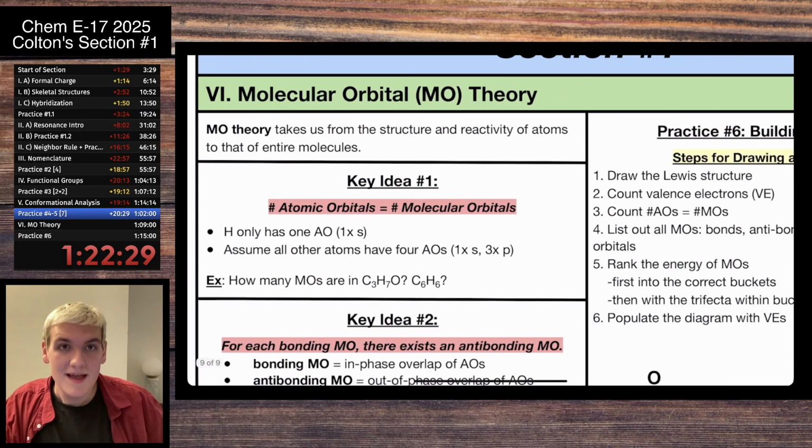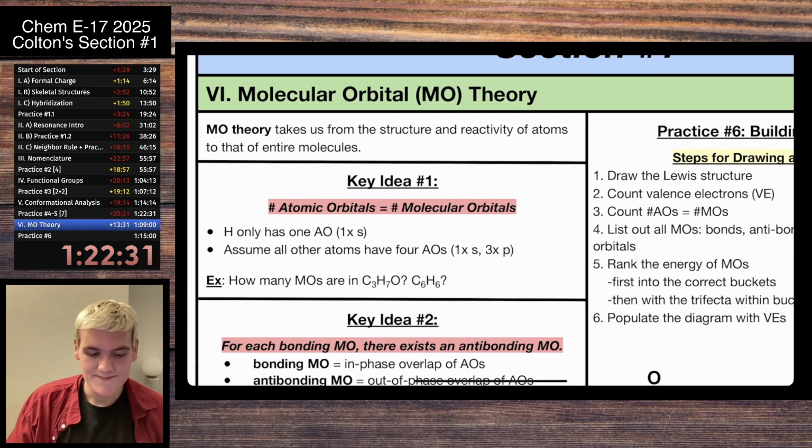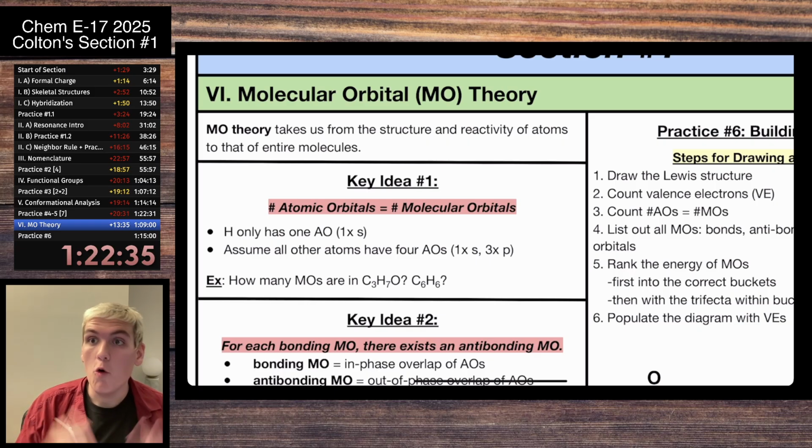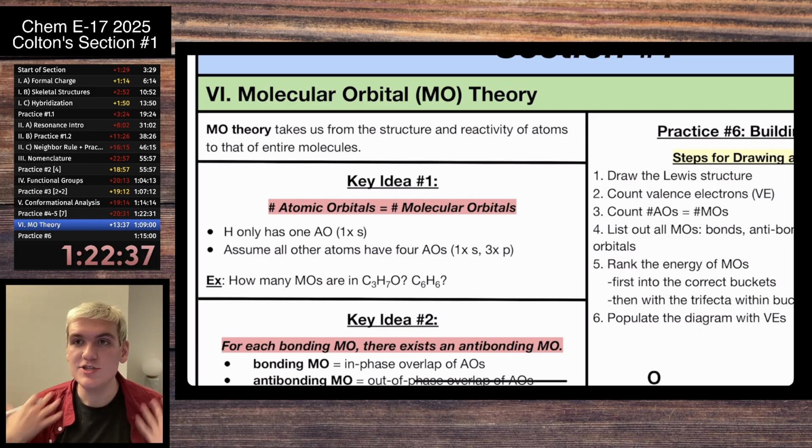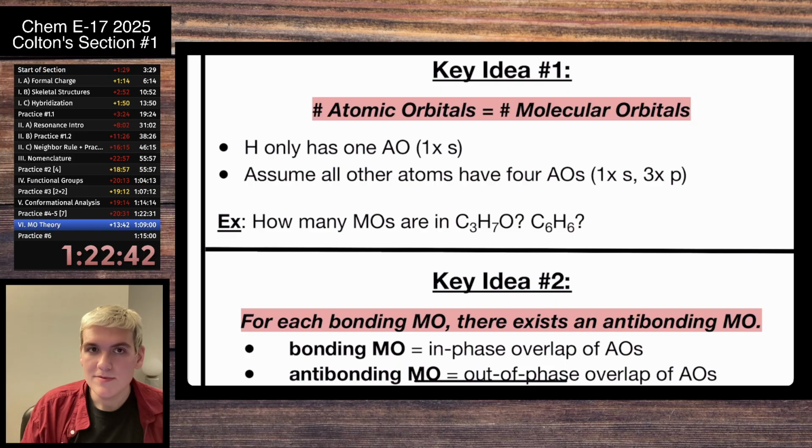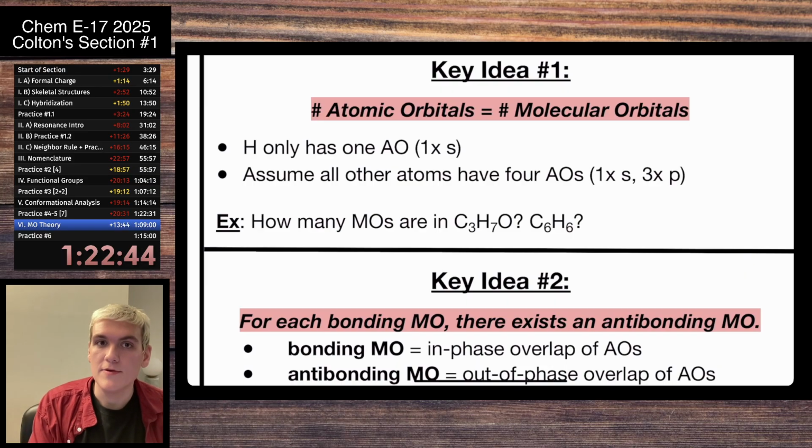So, last thing, MO theory. Molecular orbital theory takes us from the structure of atoms to whole molecules, and there are really only two big ideas that I need you to take away from it. The first one is the number of atomic orbitals that we have in our structure is going to be equal to our number of molecular orbitals.